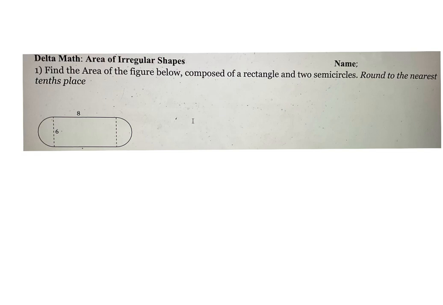All right, so find the area of the figure below composed of a rectangle and two semicircles. Round to the nearest tenths place. All right, so area is the amount of squares that can fit inside of a shape. So let's say that the area was 200. That means 200 of these little squares could fit inside of that shape.